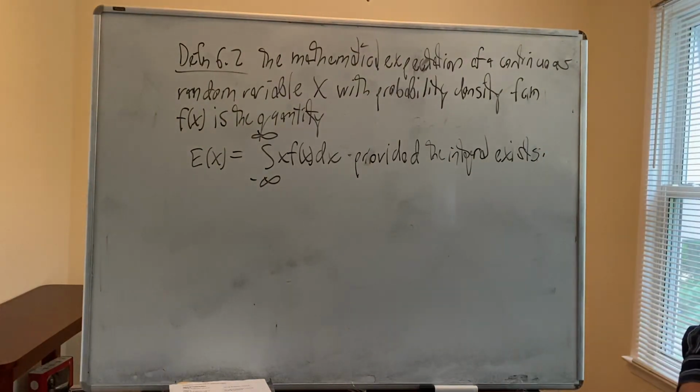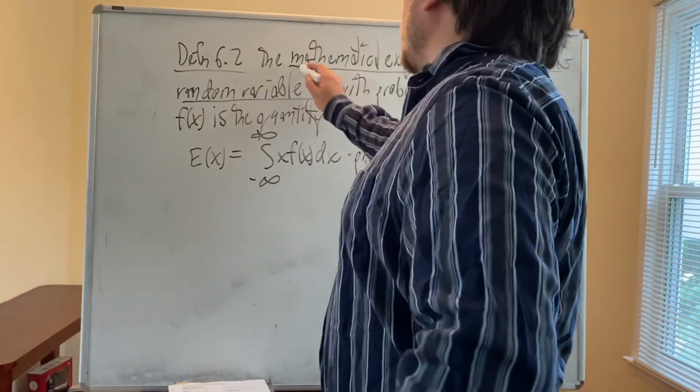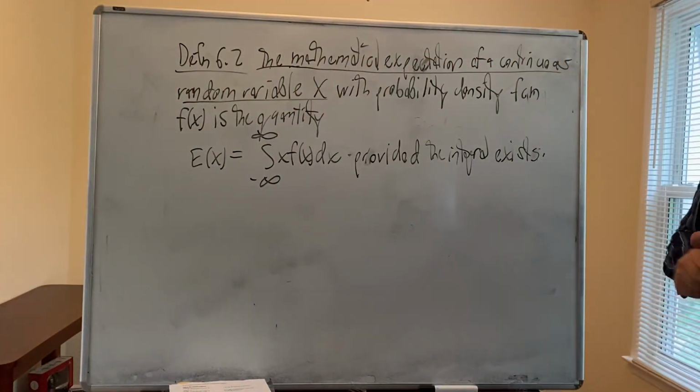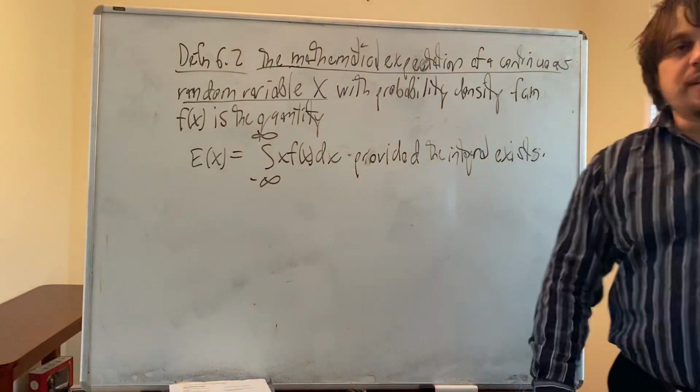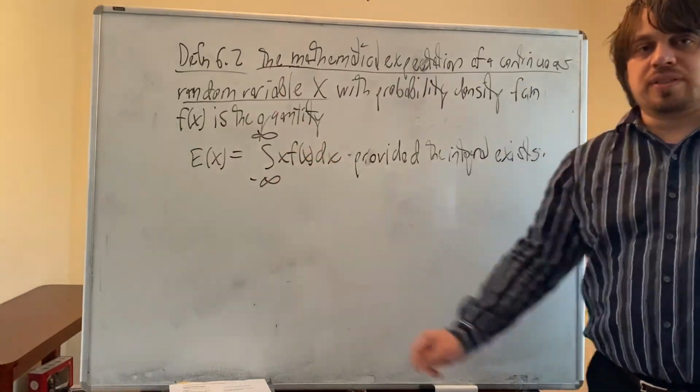Okay, so definition 6.2. The mathematical expectation of a continuous random variable capital X with probability density function little f of x is the quantity capital E of x, which is that integral, provided the integral exists. This is the definition of the mathematical expectation of a continuous random variable capital X. It's still x times f of x, but instead of taking the sum over all possible values of x, it's an improper integral from negative infinity to infinity.